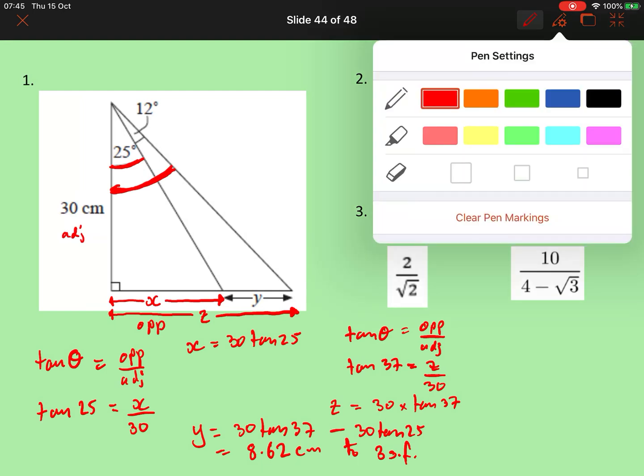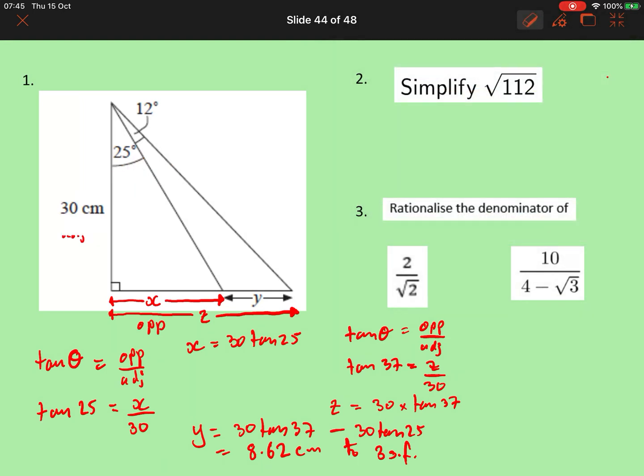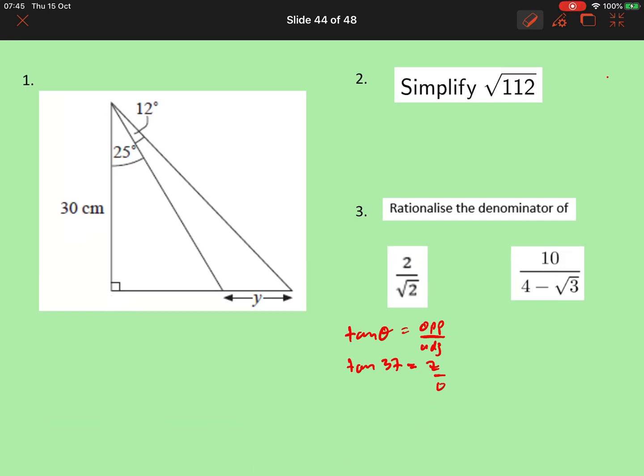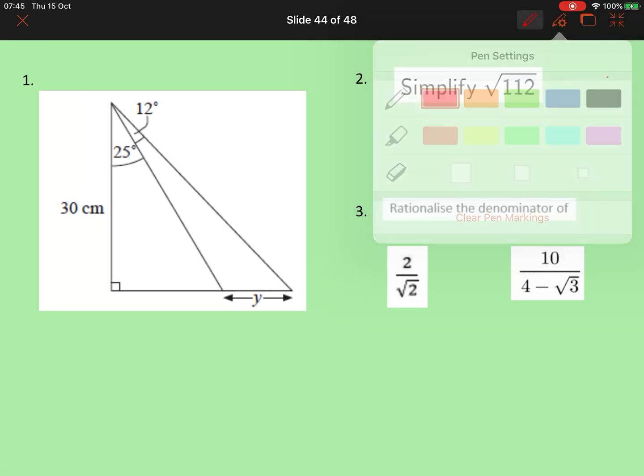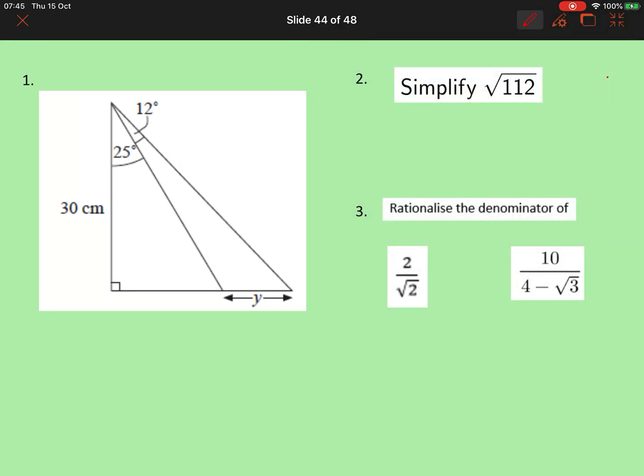Okay, so that needs to be easy for you by now. It's very basic stuff. That's sort of C grade, B grade kind of work. So hopefully that's easy. Now, what about simplifying surds? Again, you can't use a calculator.